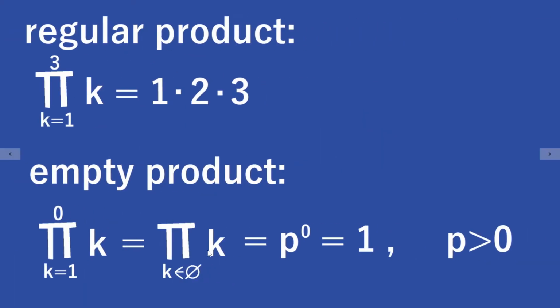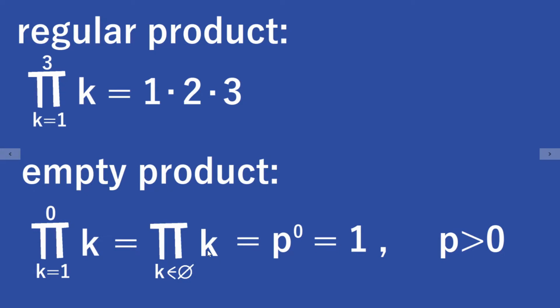Now let's take a look at products. So the regular product looks like this here. So the product on the left here describes the following: 1 times 2 times 3. And as for sums, the lower number here, k is equal to 1, has to be smaller or equal than the number here on the top. And clearly 1 is smaller than 3, so everything is okay. Is this not the case, we have an empty product.